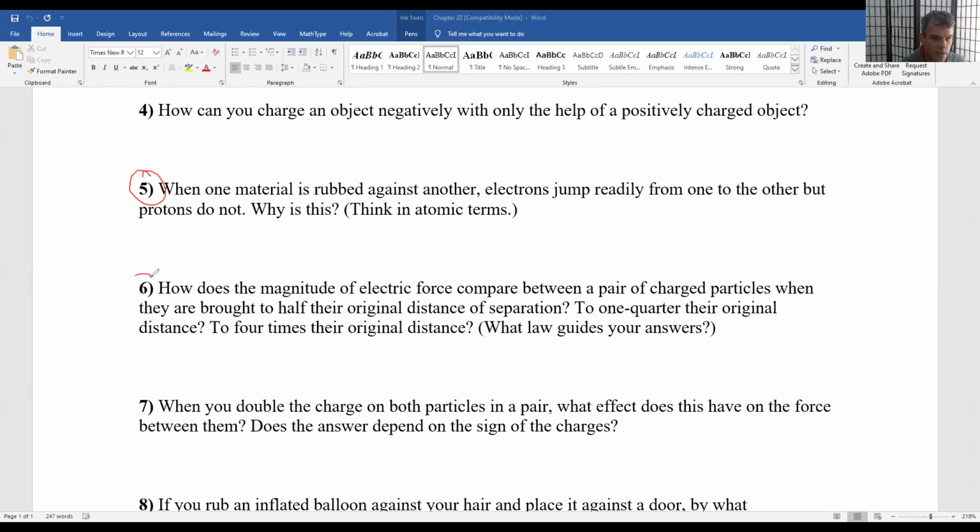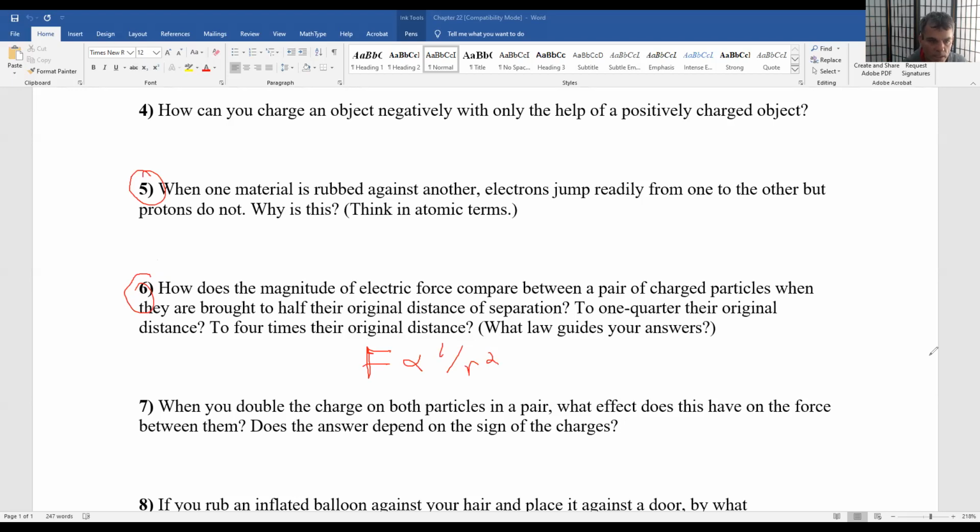6. How does the magnitude of electric force compare between a pair of charged particles when they are brought to half their original distance of separation, 1/4 the original distance, 4 times their original distance? So again, the key here is that force goes like 1/r². So the things to keep in mind: bigger the distance, weaker the force. But whatever happens to the distance, you square that, and that's what happens to the force.